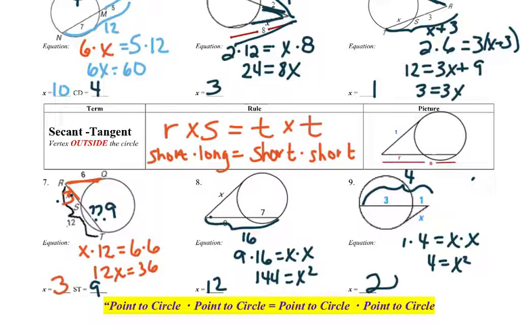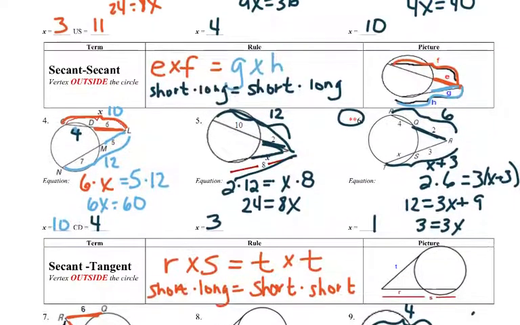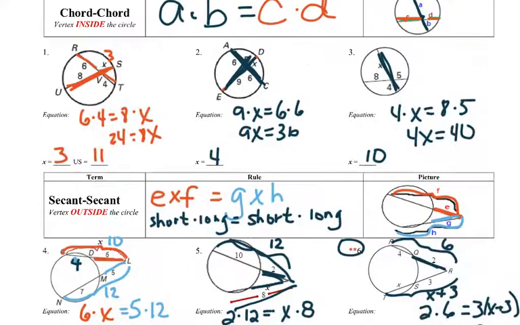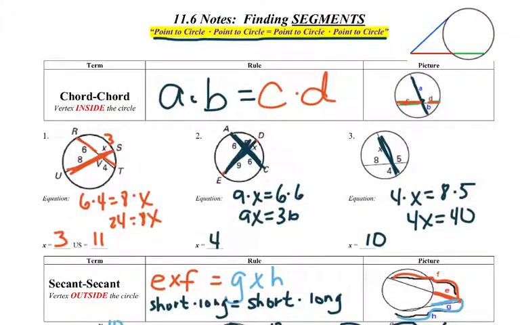So on the homework, again, you don't have to memorize the formulas. We give them to you in chunks. It looks pretty much like this. And yeah, that's it. Short times long, short times short, short times long, short times long. A times B equals C times D.